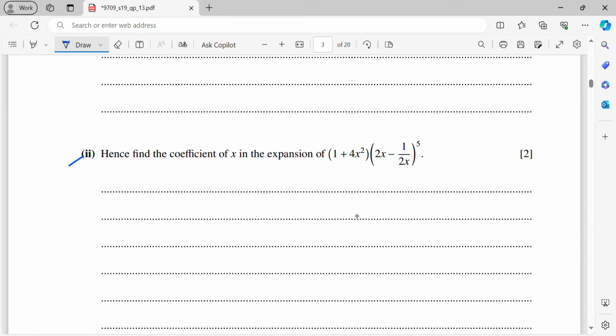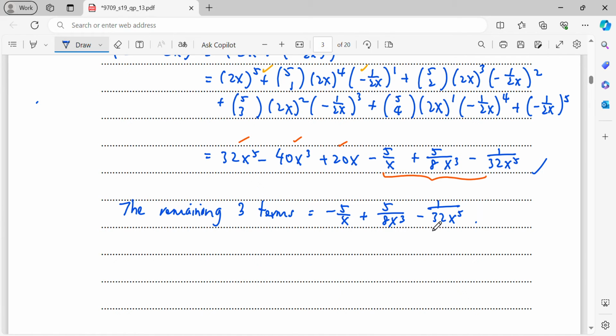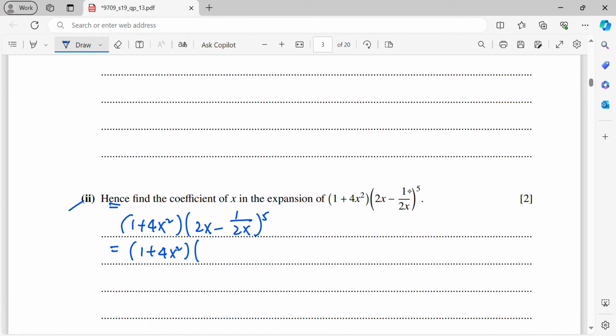Now second part, hence means use the previous answer. Find the coefficient of x in this expansion: (1 plus 4x squared) multiplied with (2x minus 1 over 2x)^5. Basically, I can just write down the expansion. Copy all these 6 terms: 32x^5 minus 40x^3 plus 20x minus 5 over x plus 5 over 8x cubed minus 1 over 32x^5.